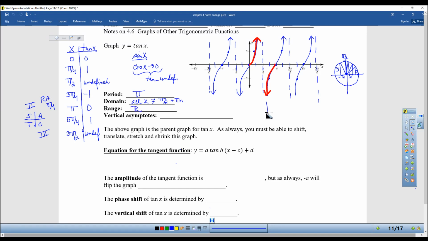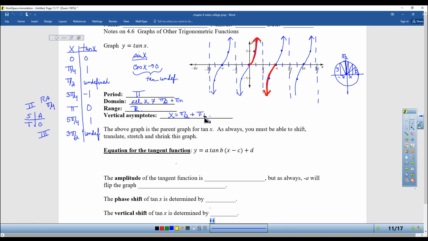Unlike sine and cosine, that just went up to 1, down to -1, up to 1, down to -1, tangent goes all the way from negative infinity up to positive infinity. So it has a completely different range than sine and cosine. And of course, there are vertical asymptotes at x is equal to pi halves, but again, 3 pi halves, 5 pi halves. So how can I represent all those different asymptotes?